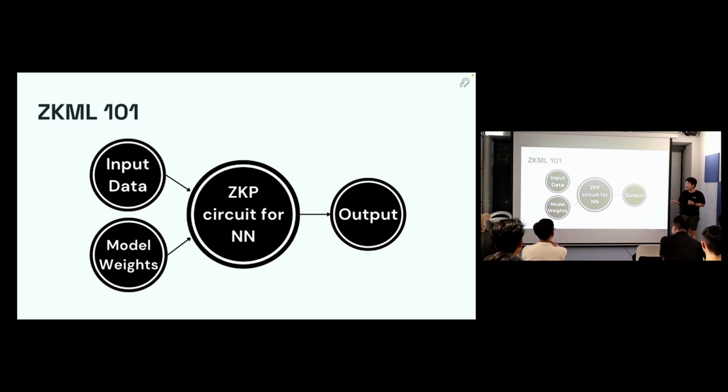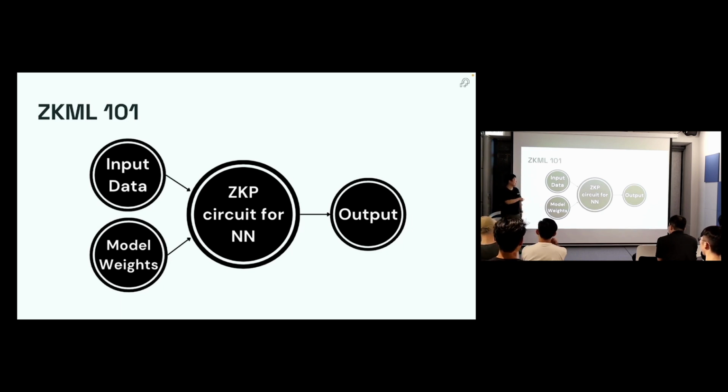And then we have input data and model weights that go into the circuit, and it will give some prediction, which is the output. Right. And then from here, we can talk about different use cases. So let's say, in David's slides, there were public inputs and private inputs. Right? So we can define these two inputs to be public or private.